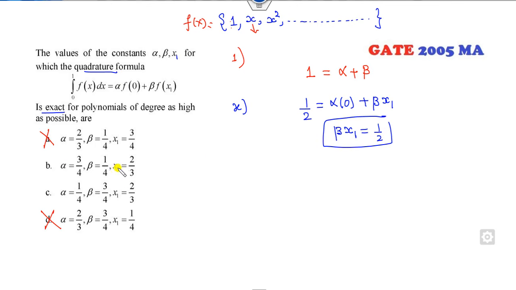Now look at this option. If you take beta times x1, it is 1 by 6, which is not equal to half. This option is cancelled. The only correct option is my C, the right answer. You can see that beta times x1 is 1 by 2. It's satisfied. So the right answer of the problem is my C. No need to do much calculation in the examination. Always think in the simplest way.